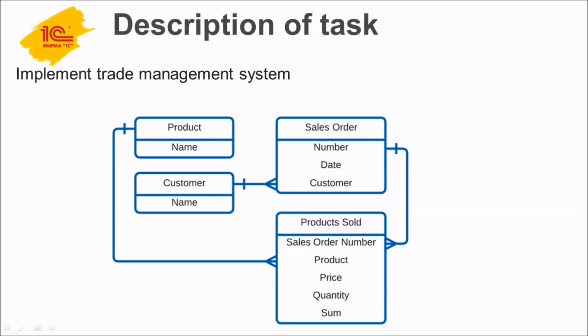Description of task sounds like this. Implement trade management system, which must contain a list of products, a list of customers, must have entity sales order that reflects the fact of the sale. Sales order references to customer, and has a list of products sold with their price, quantity, and sum.